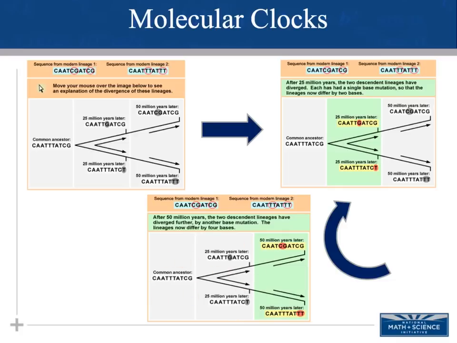We keep going, and after about 50 million years, we still have our two descendant lineages, but they've diverged even further by another base mutation, and now they're different from each other by 4 bases. There are differences here and here, especially compared to their common ancestor. It's showing that as time progresses, this particular gene is changing. It's not changing very quickly, but it is changing.